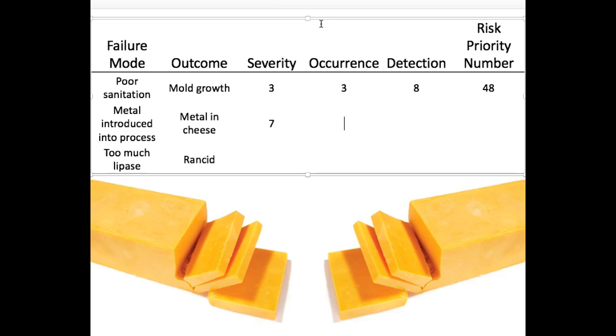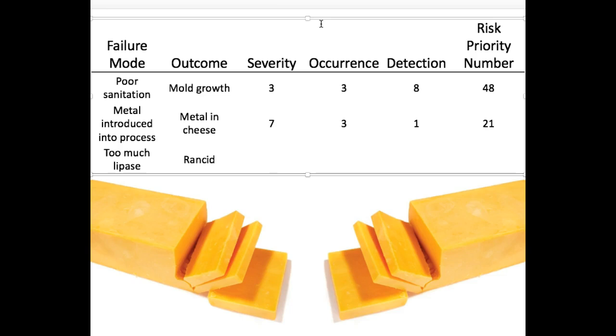Occurrence, it doesn't happen terribly often. It's actually harder than you think it is to get metal into a process, at least on accident. So in terms of occurrence, we'll give that a 3 as well. And for detection, it's fairly easy to detect metal. Any standard metal detector will give you ferrous metal, and then if you've got an X-ray, you could detect even more types of metal, and you can even pick up things like glass and stones. So detection, we'll give that a 1. And so that gives us a risk priority number of 7 times 3 times 1, which is 21.